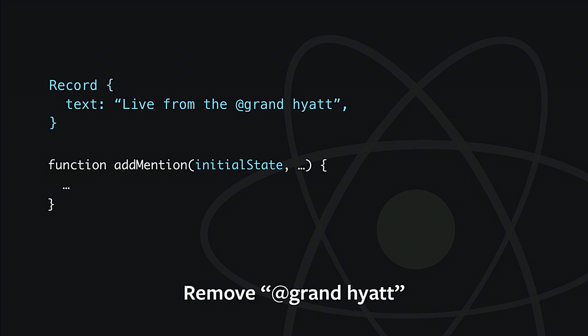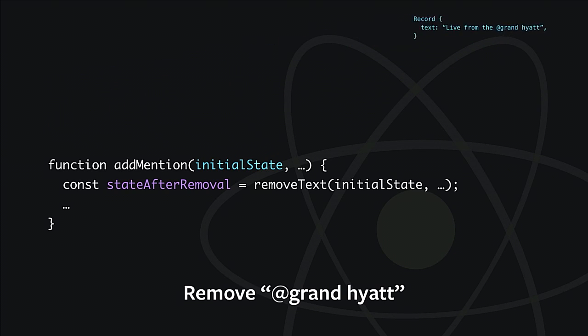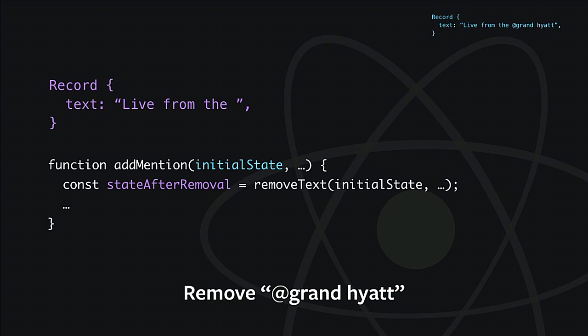So we'll call some function remove text on that initial state. And what we're going to get back is another immutable record with the state of the text, the state of the editor after the removal has taken place. So we're now done with that one, and we've got a new record in place. That's state after removal. And it just says live from, we've removed the other text.